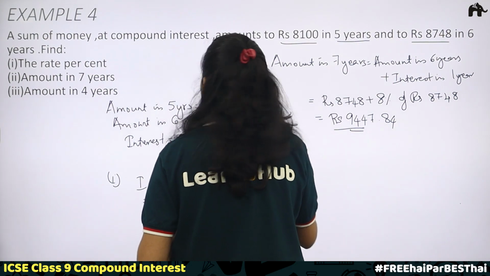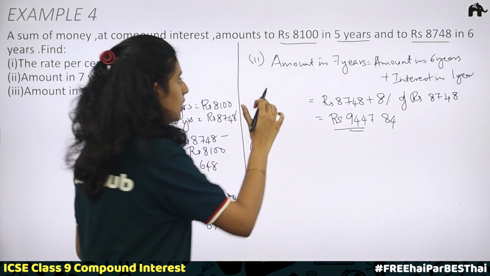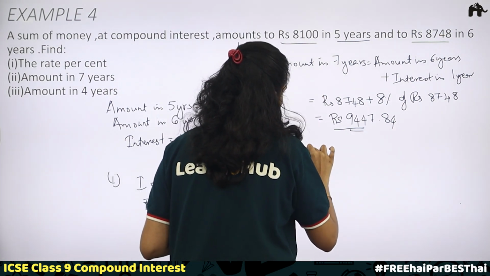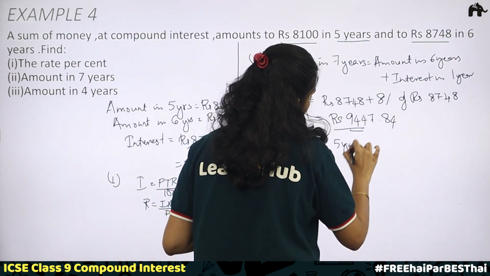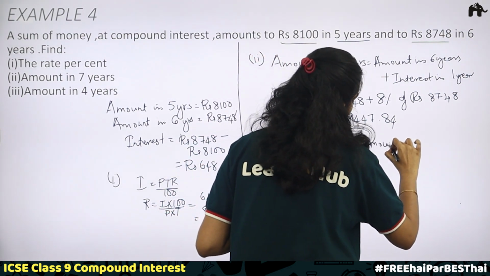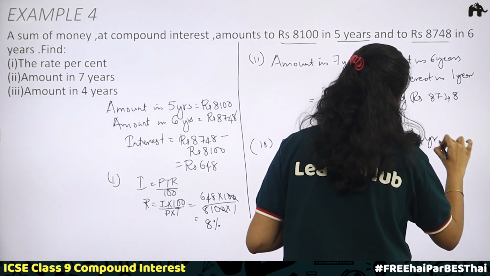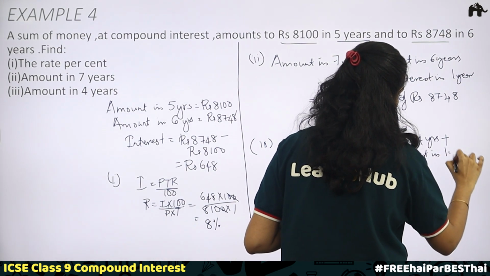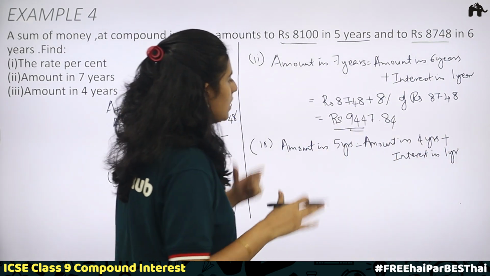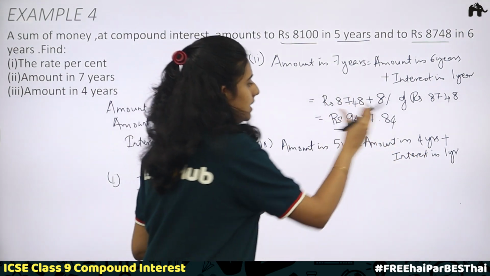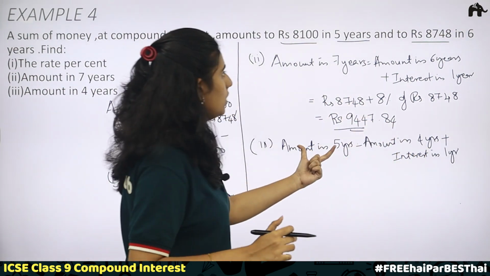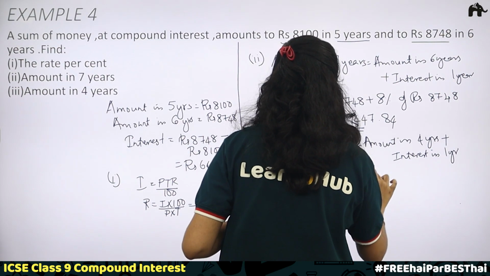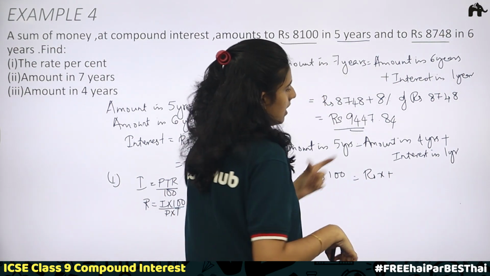Next, the third part of the question, we have to find the amount in 4 years. To get the amount in 4 years, we know the amount in 5 years. So, the amount in 5 years is equal to the amount in 4 years plus interest in 1 year. Here we don't know what the amount in 4 years is. Let's take this as some rupees X. We know the amount in 5 years, which is rupees 8100, equal to rupees X plus interest in 1 year.